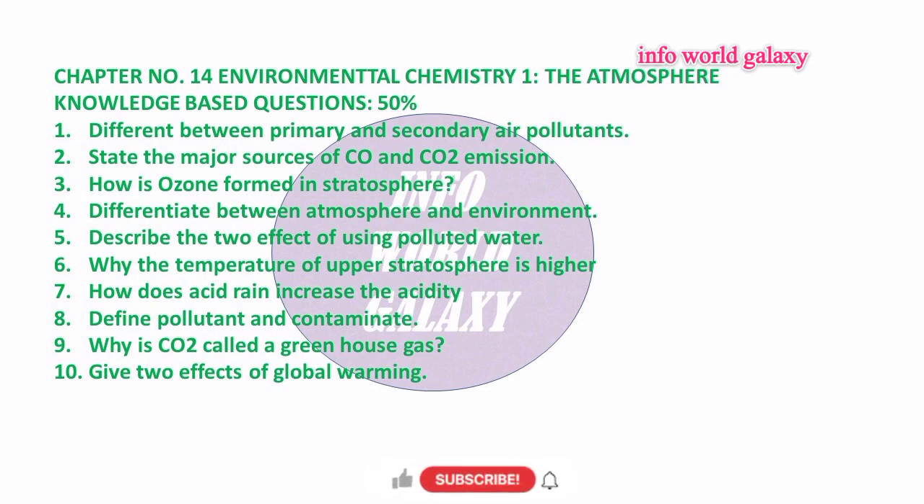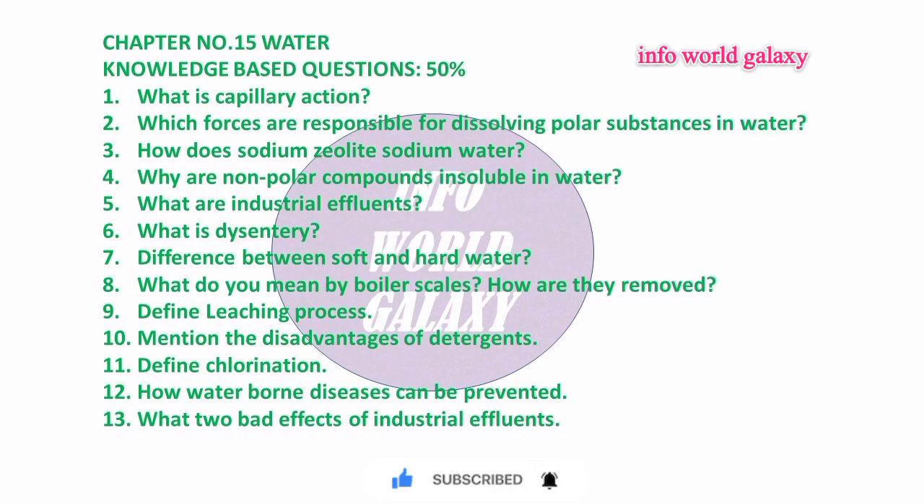7. How does acid rain increase acidity? 8. Define pollutant and contaminant. 9. Why is carbon dioxide called a greenhouse gas? 10. Give two effects of global warming. Chapter 15, Water. Question 1. What is capillary action? 2. What forces are responsible for dissolving polar substances in water?